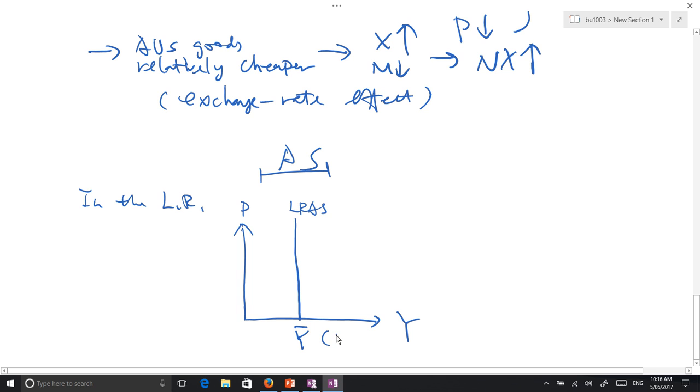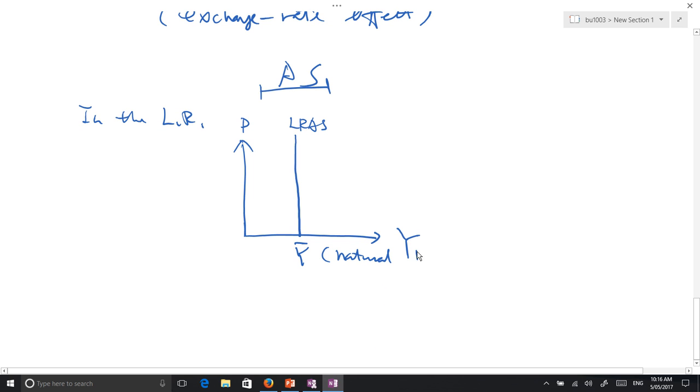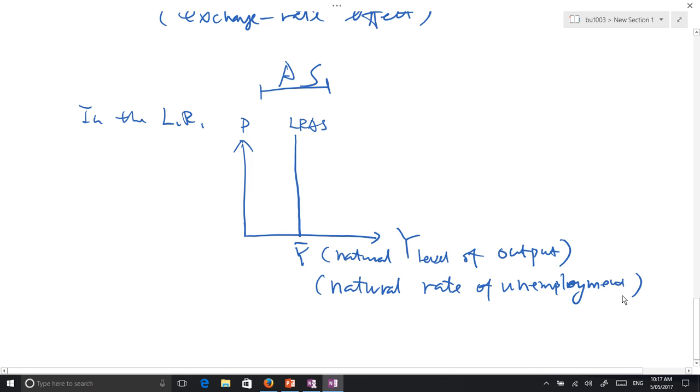And we call this natural level output. You should know that even if the economy is at the long run level, at the natural level output, we still have an unemployment rate. So the associated unemployment rate is called the natural rate of unemployment. It is natural because we cannot eliminate it. So that's the long run.